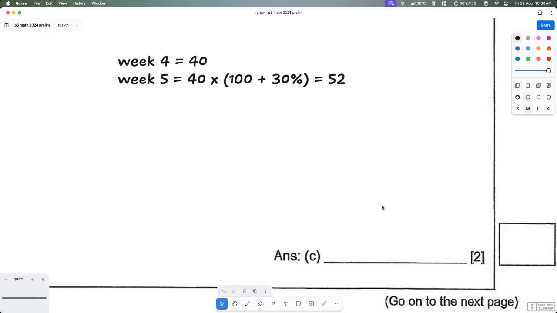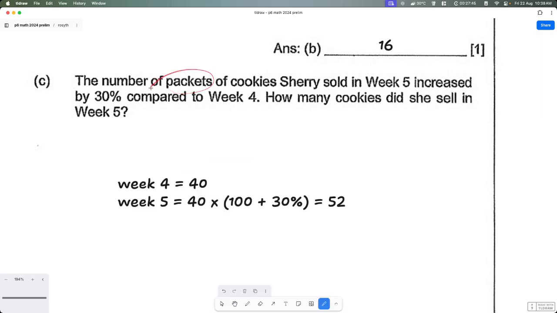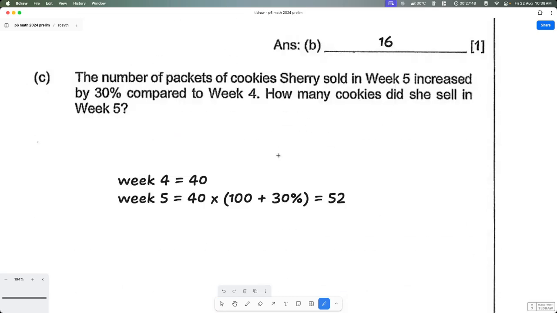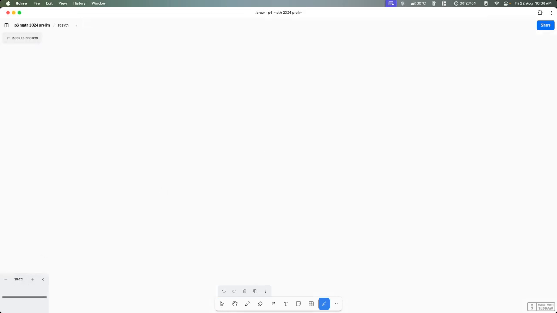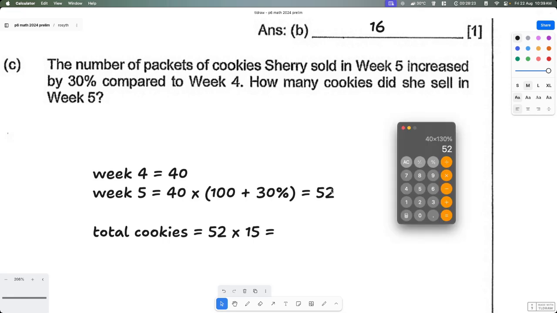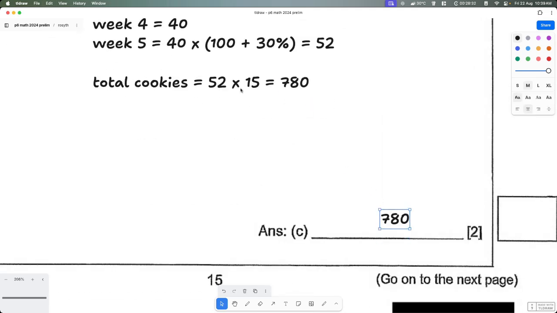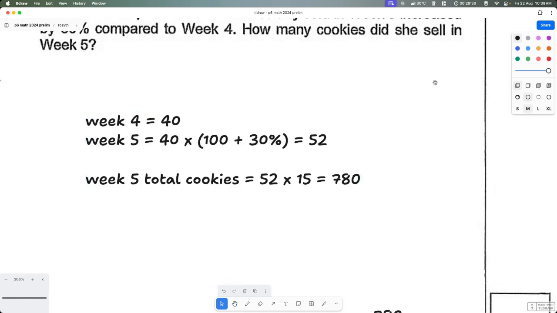Okay, how many did she sell? This is packets, right? Packets of cookies. We know that one packet is 15. So 52 packets, and total cookies is equal to 52 packets times 15 per packet. 52 times 15 is 780 cookies. So that's the answer: 780 cookies for week 5 total cookies. All right, let's move on to the next question.